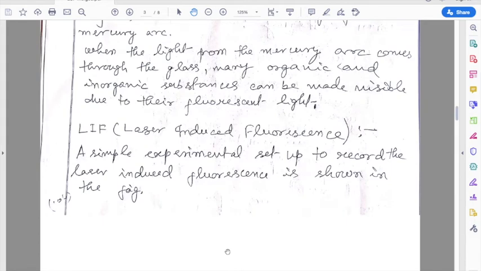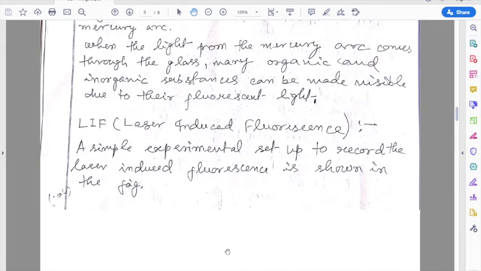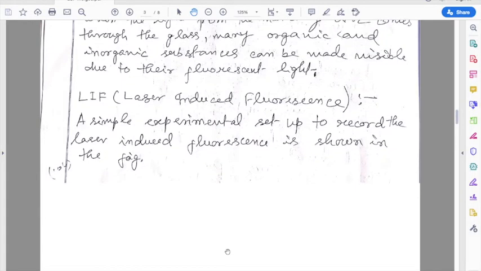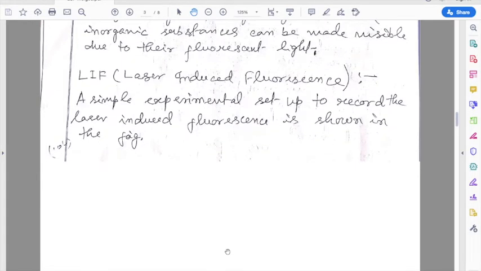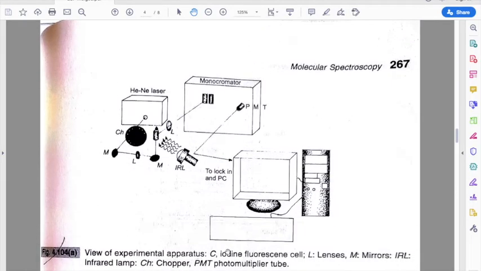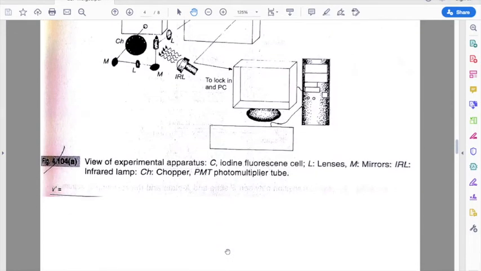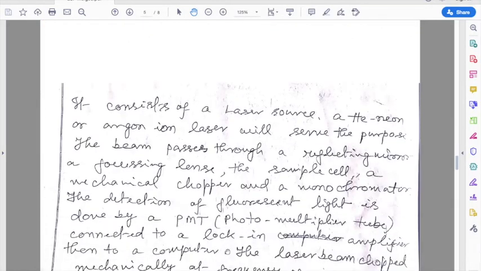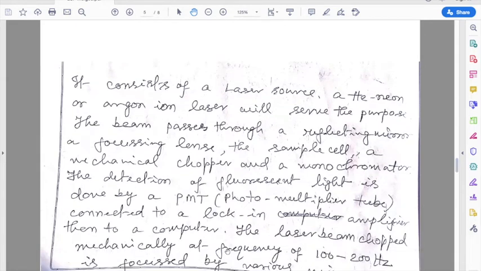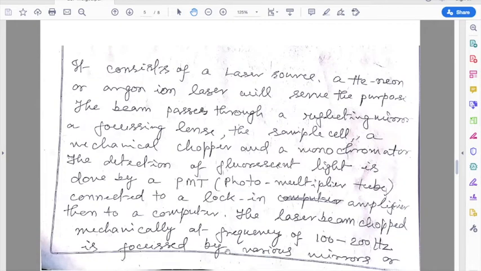Now let us see what is laser-induced fluorescence. For this, a simple experimental setup to record the laser-induced fluorescence is shown in the following figure. This is the view of the experimental apparatus. Here we see the iodine fluorescence cell, L are lenses, M are mirrors, IRL is infrared lamp, CH is chopper, and PMT is photomultiplier tube. This experimental setup consists of a laser source, and for that a helium neon or argon ion laser will serve the purpose.